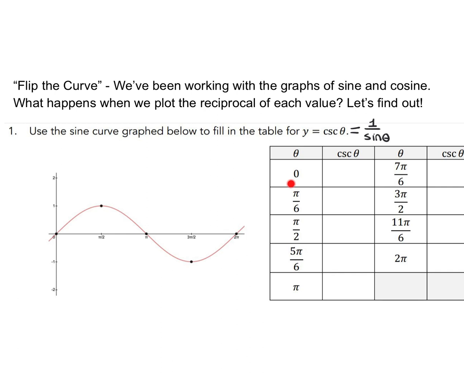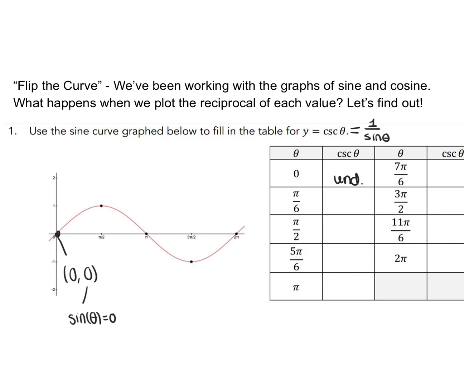So we're going to fill out this table. If we want cosecant of theta when theta equals 0, we see over here that this point is (0, 0), in other words, sine of theta equals 0. So 1 over sine of 0 is 1 over 0, and because of that, this is going to be undefined, because 1 over 0 is just undefined.